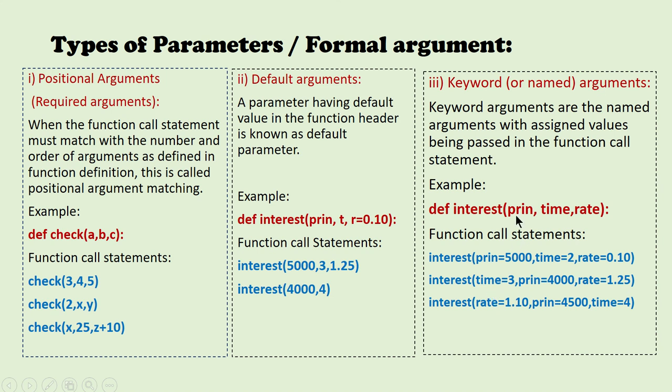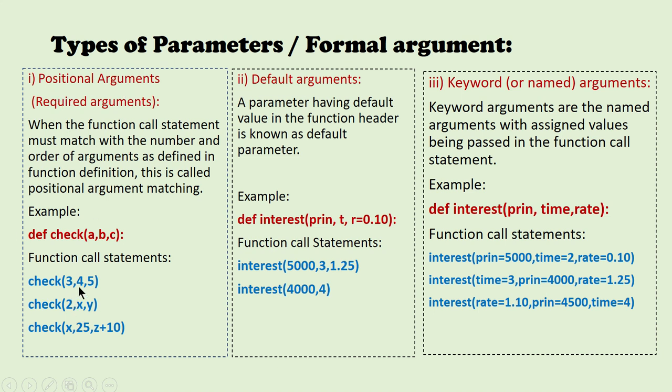Whatever the formal parameters that I have used, you can specify the name. When you write like this, it will find out PRIN, even though it is given here as the second argument. Here it will not take the position, instead it will take the name. That is the reason why the earlier one is called positional arguments.